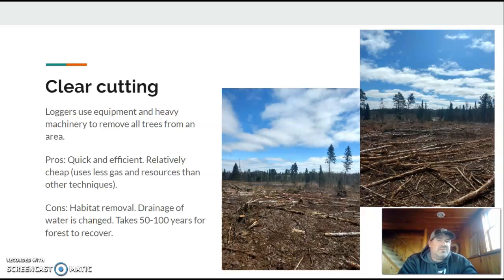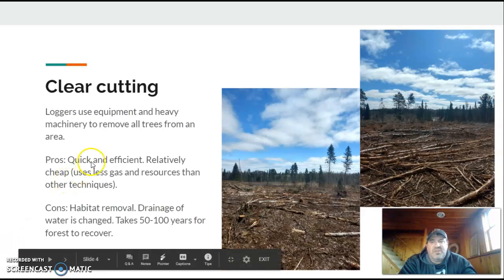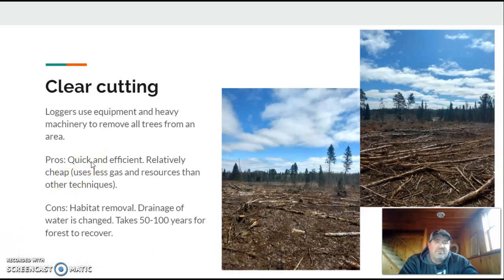Now we do it on smaller plots of land. We usually do it on 40 acres or less. The pros to this whole thing are that it's quick and efficient. It's relatively cheap. You can just run your machinery and buzz through it. And it uses a lot less resources than other techniques, which we'll find out about in a second.